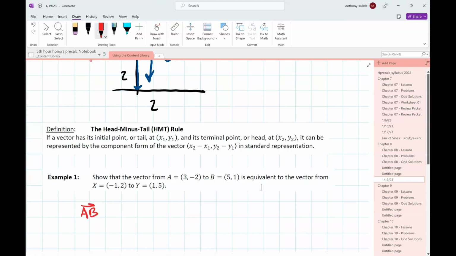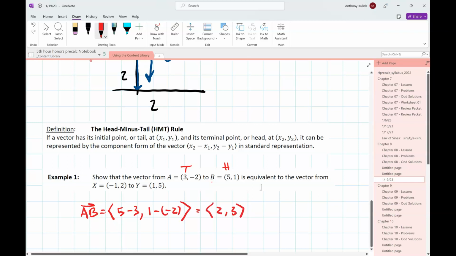So the vector AB is going to be head minus tail. So it says from A to B. So this is the head and that's the tail. And we'll do the same thing for XY. Again, it says from X to Y. So again, X is the tail and Y is the head.